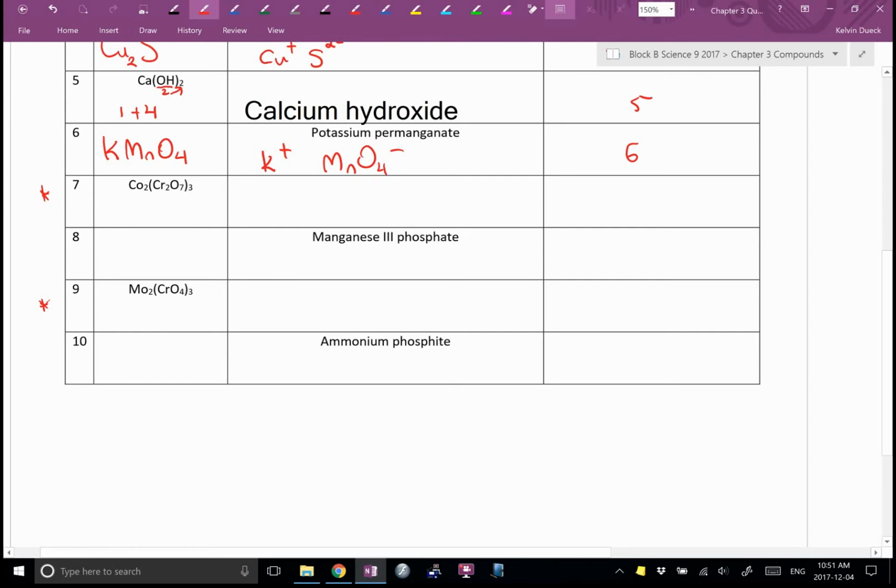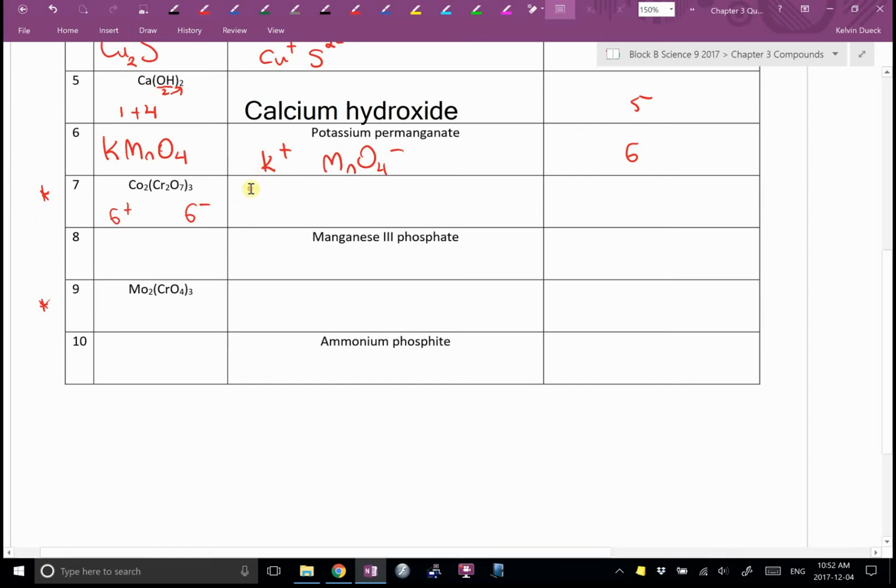Okay. This one's going to be tricky. Cr2O7. Cr2O7 is a 2 minus. How many Cr2O7s are there grand total in this molecule? 3. So, Gabe, I'm going to argue grand total, I have 6 minuses. 2 minus, 2 minus, 2 minus. How many pluses do I have to have? 6 pluses. Gabe, how many cobalts do I have in this molecule? What does each one have to be so I get 6 pluses?